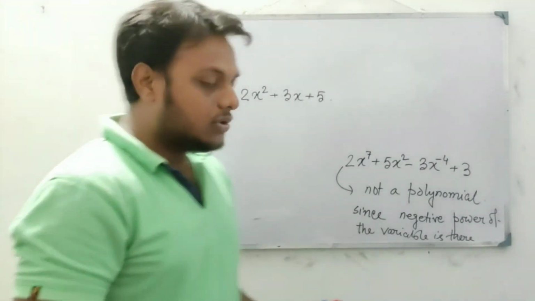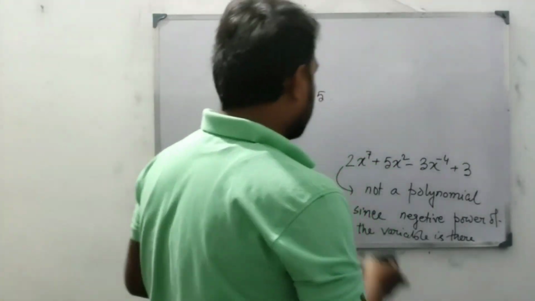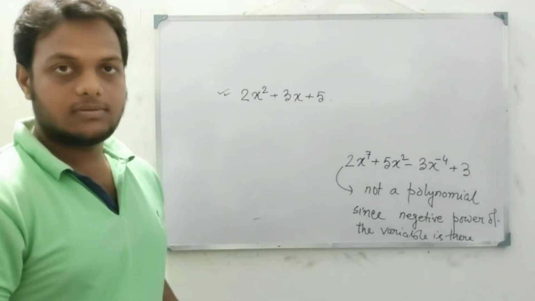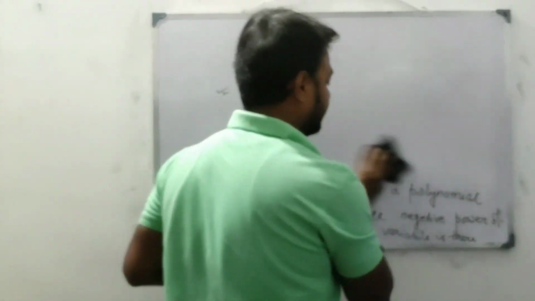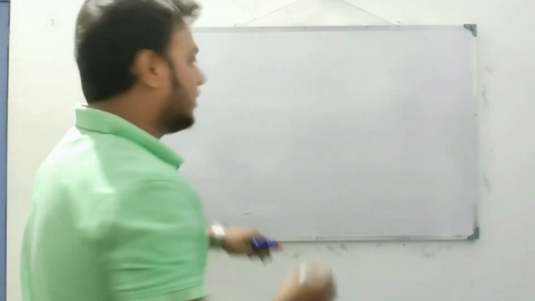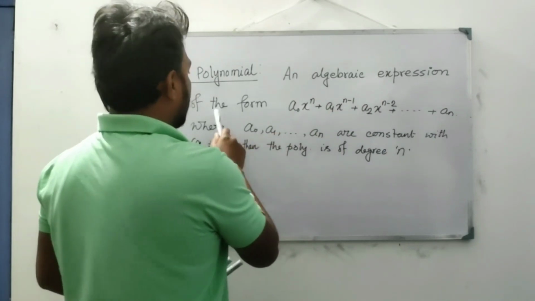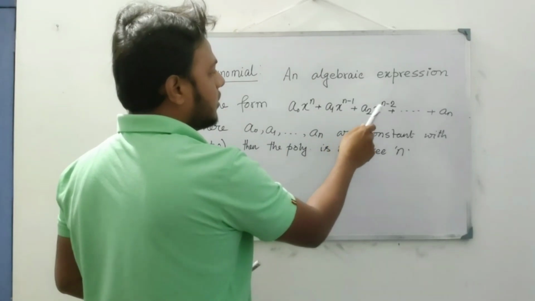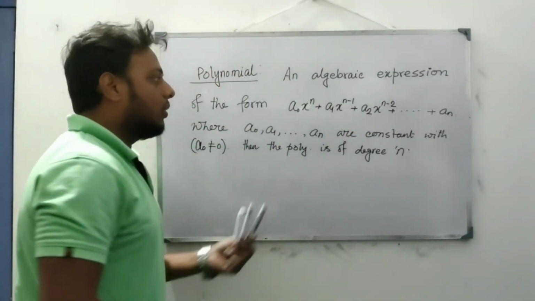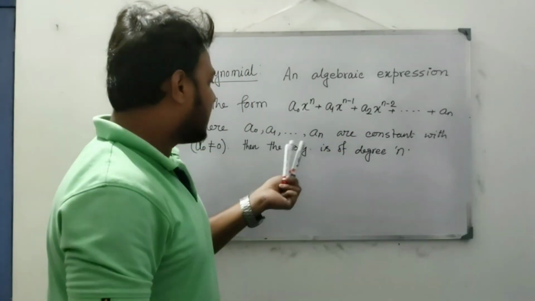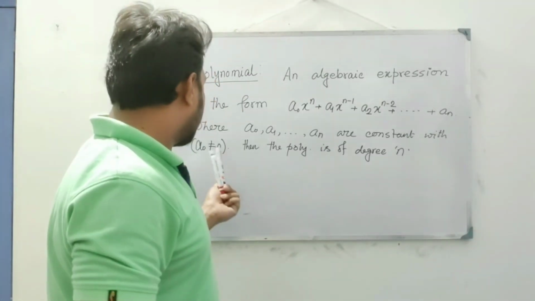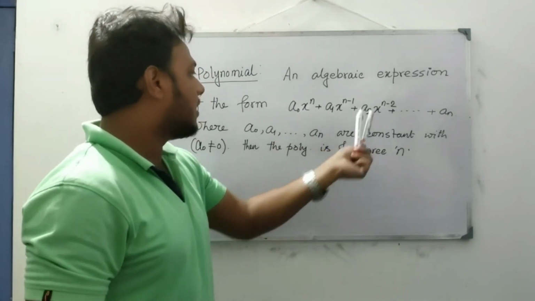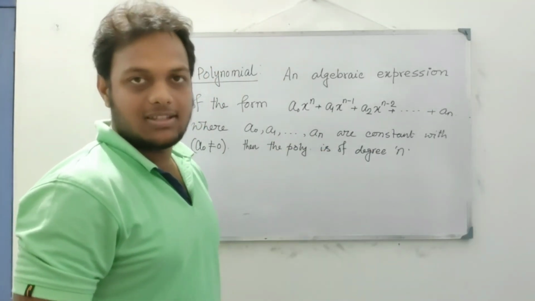So today our discussion will be on the chapter Factorization. What is the definition of polynomial? An algebraic expression of the form a naught x to the power n plus a1 x to the power n minus 1 plus a2 x to the power n minus 2 plus dot dot dot plus an, where a0, a1, a2, dot dot dot an are constants, that means some numbers, and a0 not equal to 0. If a0 not equal to 0, then we can say that the expression is of degree n. I have discussed this part.